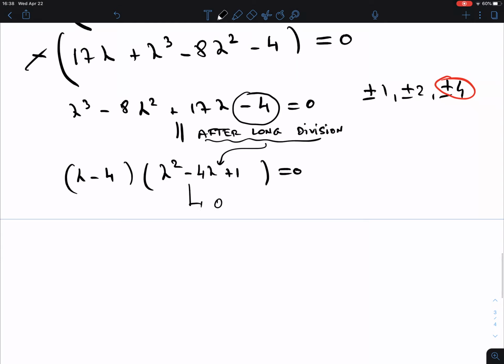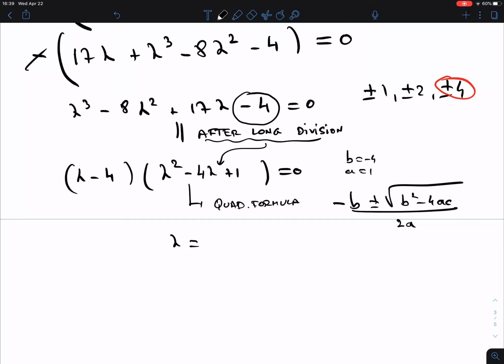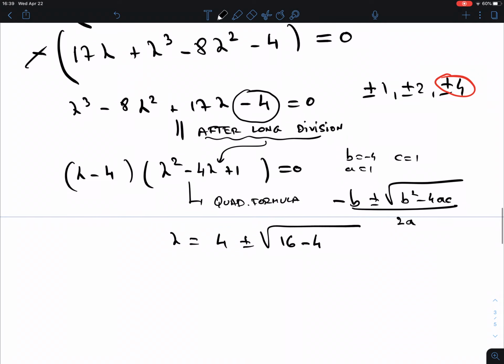Well, we have the quadratic formula. Okay, that one I'll tell you. Minus b plus minus square root b squared minus 4ac over 2a. So in this case, lambda would be minus b. So here b is -4, right? A is 1 and c is 1. Okay, so we have 4 plus minus the square root of 4 squared, that's 16, minus 4ac, minus 4, divided by 2. So there is this 4 plus minus the square root of 12 divided by 2.